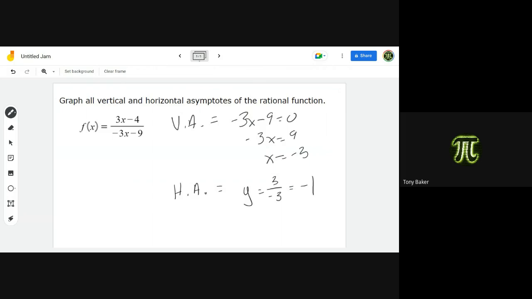So in this case, my vertical asymptote, again, just set the denominator equal to 0. So x equals -3. And this one, my horizontal asymptote is not 0. My degrees are the same. I have a degree of 1 on the top and a degree of 1 on the bottom. So I divide the leading coefficients. So my horizontal asymptote is -1. 3 divided by -3. Oh, okay. All right.